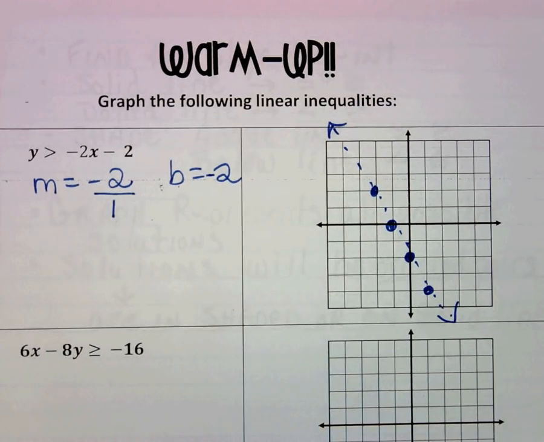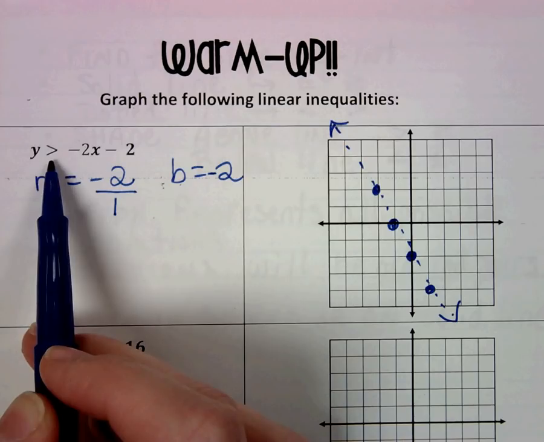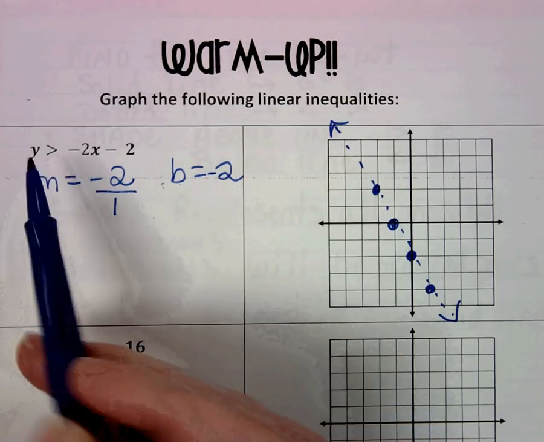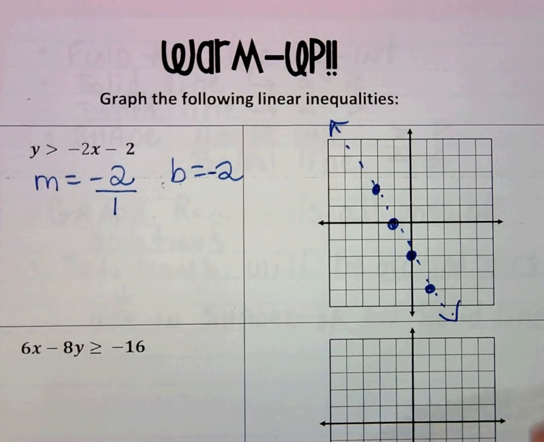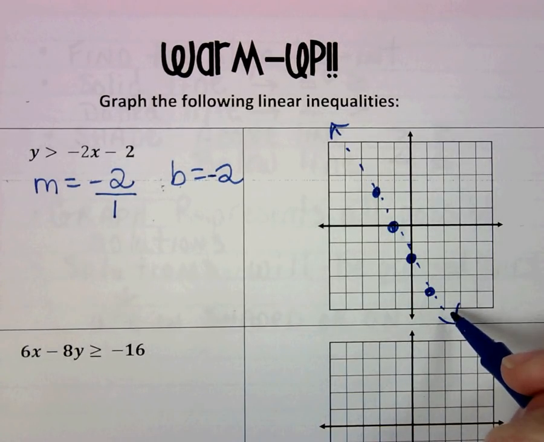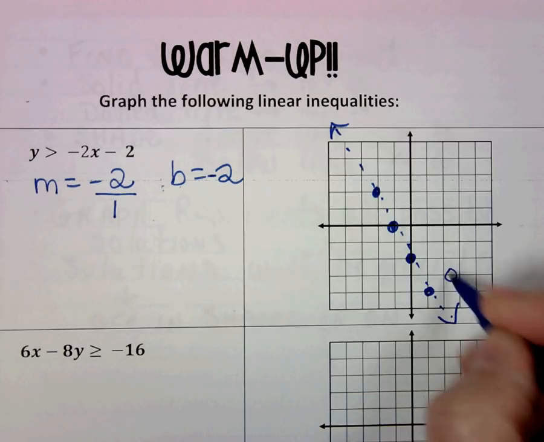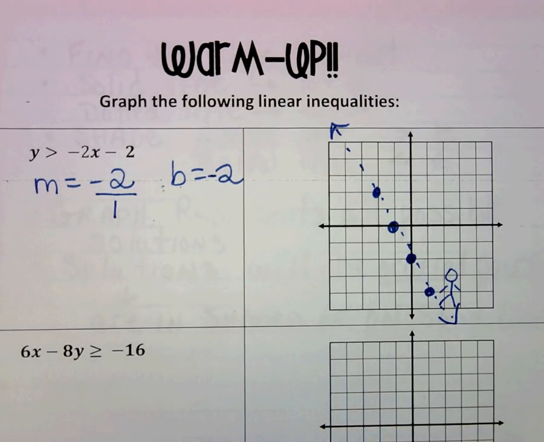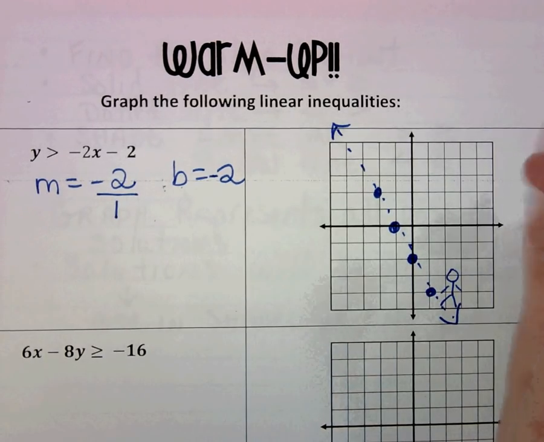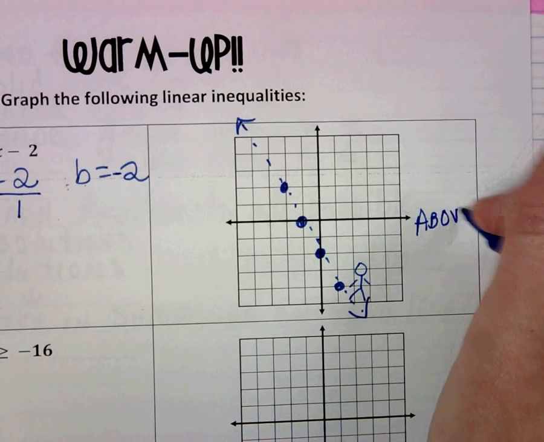Okay, so that's the first thing we have to think about. Then we have to look at our symbol and say, okay, this says y is greater than. So where is above the line? One thing I like to tell students is think of your line as the stairs, and think about if you were walking on the stairs, where would you walk? Where would you draw your little stick figure? So wherever your person would be, wherever your feet would hit the line, that is above the line.